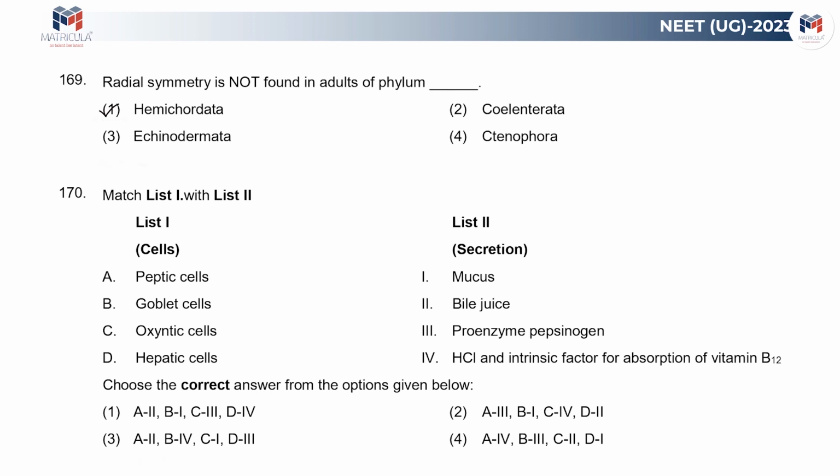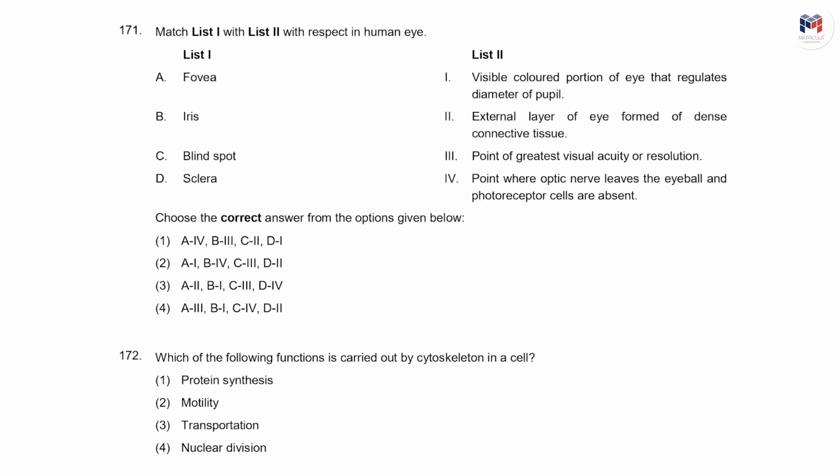Question number 170. Match list 1 with list 2, where list 1 is name of the cells and list 2 is the secretion. Choose the correct answer from the options given below. The answer is option number 2. A is matched with 3, B is matched with 1, C is matched with 4 and D is matched with 2.